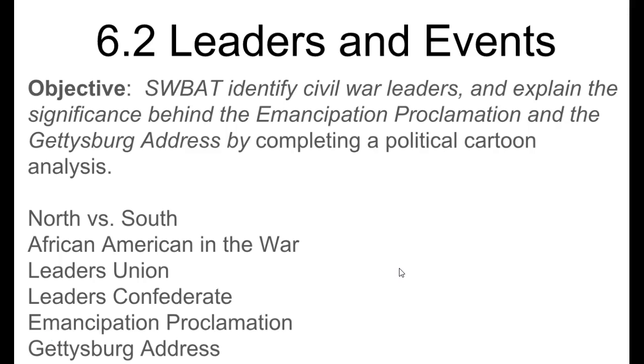On the left-hand side, you're going to be taking coronal notes today. There are quite a few slides today. You're going to need one for North versus South, African Americans in the war, leaders for the Union, leaders for the Confederate, the Emancipation Proclamation, and the Gettysburg Address.